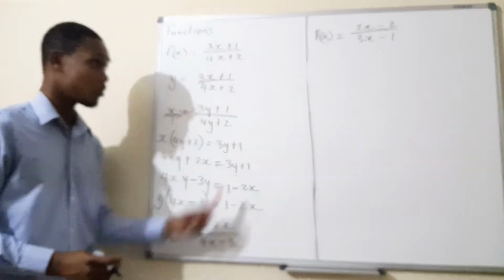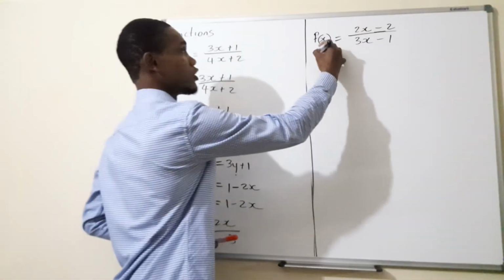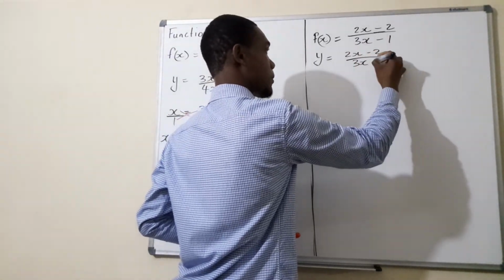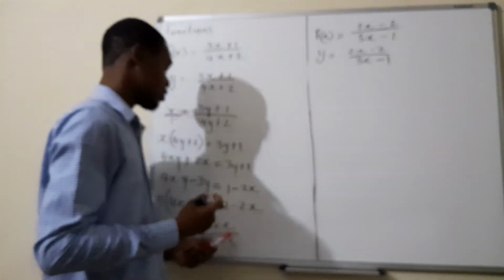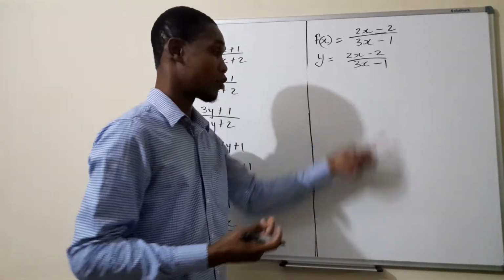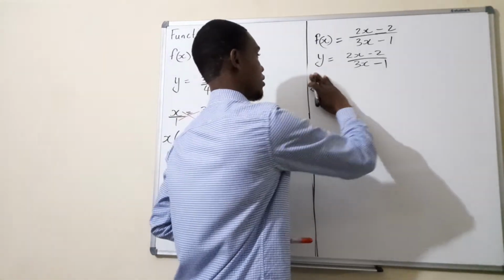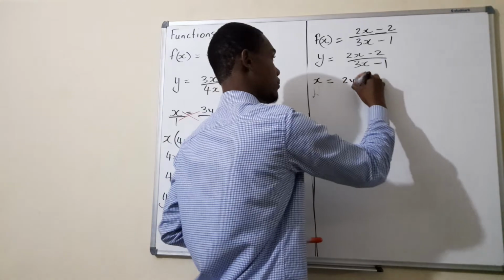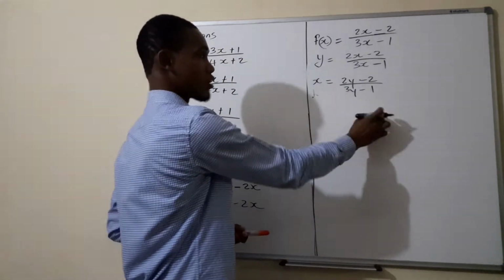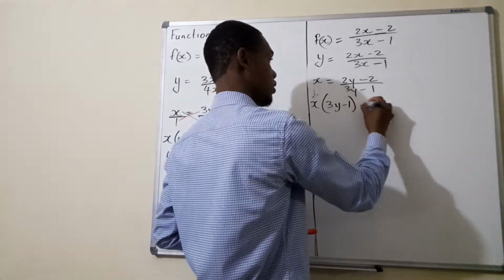The process is the same whether it's addition or if the question has subtraction. So you'll still just simply switch. So that's y equal to 2x minus 2 over 3x minus 1. So if you caught on to the process, you can run ahead of me and check to see if your answer will be the same, or you can pause the video and work through it. So it will be y switching, so it's x is equal to 2y minus 2 over 3y minus 1. Cross multiply, so it's x, open bracket, 3y minus 1 equals 2y minus 2.